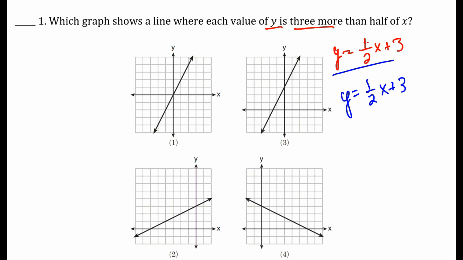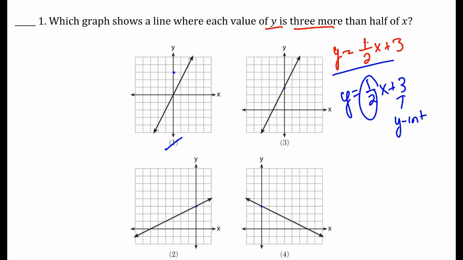So I know this line has a y-intercept of 3. So I know I cross the y-axis at a value of 3. Choice 1 does not have a y-intercept of 3. Choice 3 does, choice 2 does, and choice 4 does. So all of those are possible options because they have a y-intercept of 3.